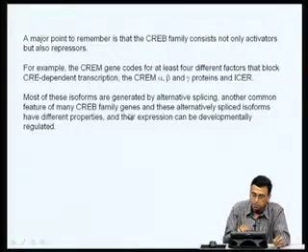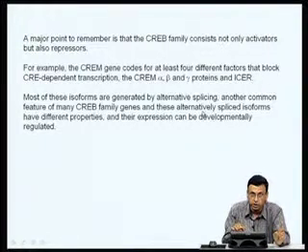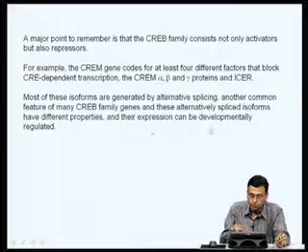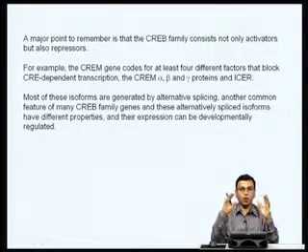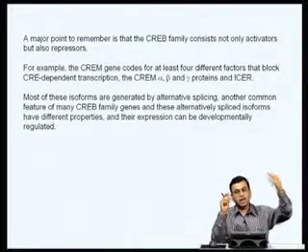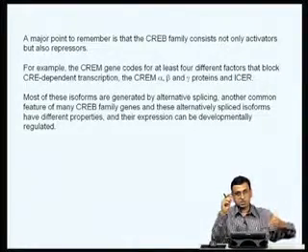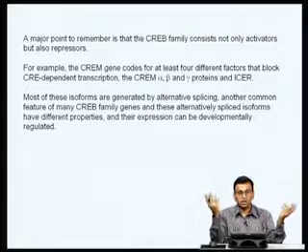Most of these isoforms are generated by alternate splicing. I have shown in a schematic how these are all generated. Another common feature of many CREB family genes is that these alternate spliced isoforms have different properties, and therefore their expression can be developmentally regulated. So, here is a very wonderful example of how from one single gene a number of different proteins can be synthesized, and each protein has a different physiological function.